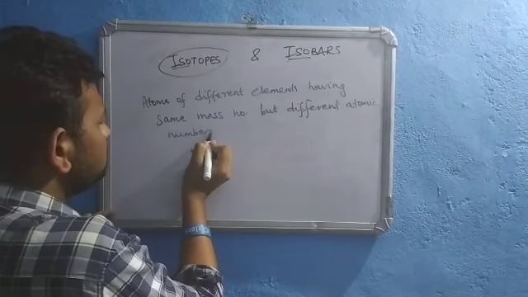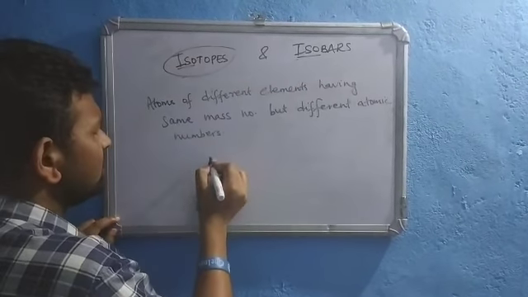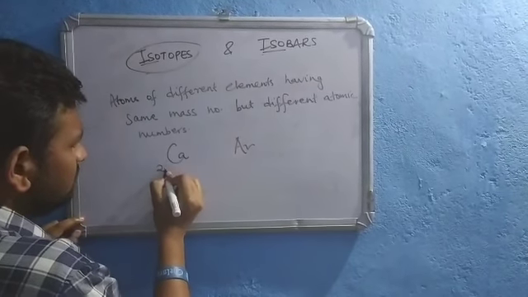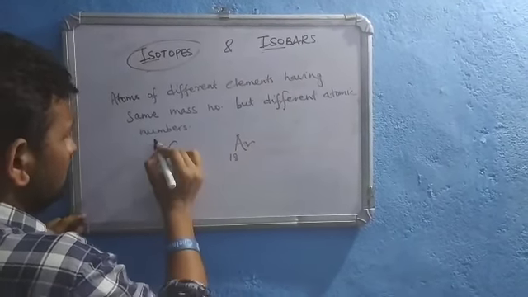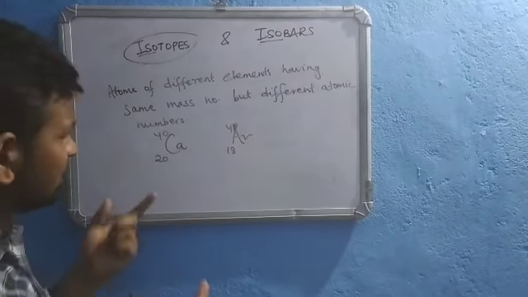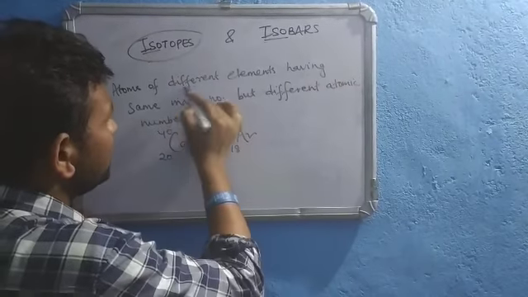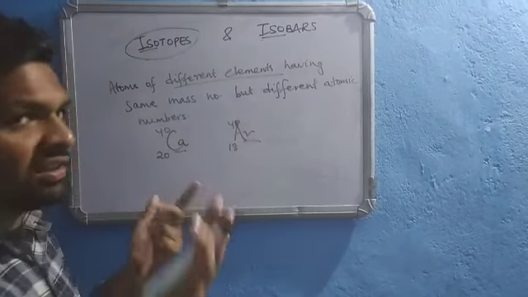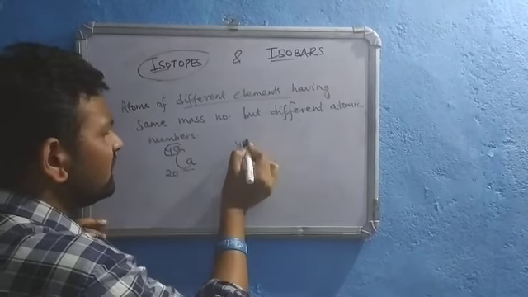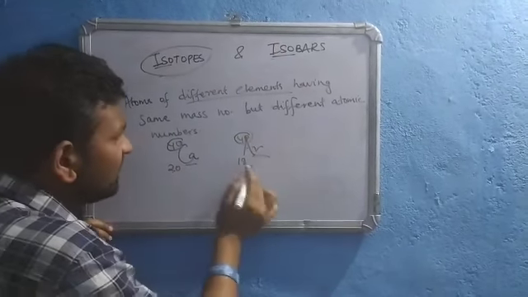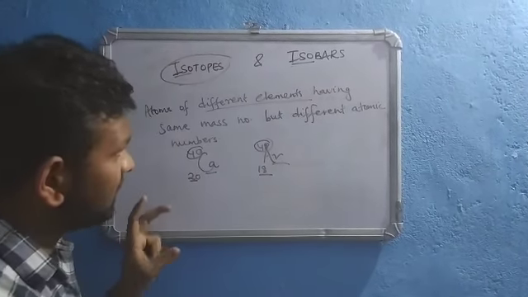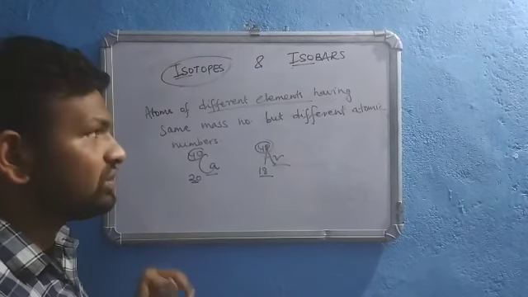For example, let me take calcium and argon. Okay, calcium 20, argon 80, mass number 40, mass number 40. Now it is clear from the example. Atoms of different elements, this is calcium, this is argon, these are two different elements having same mass number. This is having mass number 40, this is also having mass number 40, but different atomic numbers. This is having atomic number 20 and this is having atomic number 80. These type of elements are called isobars.